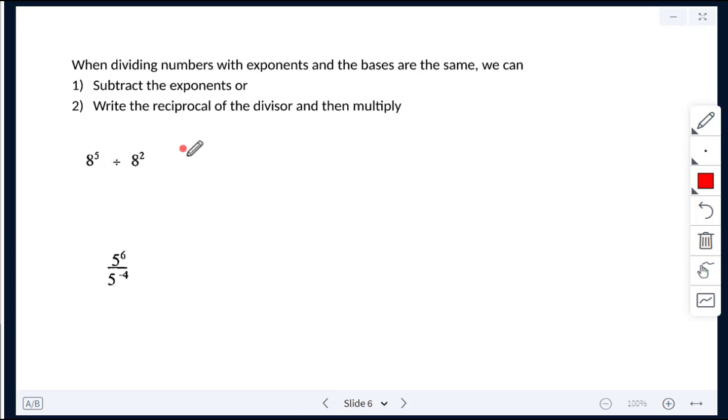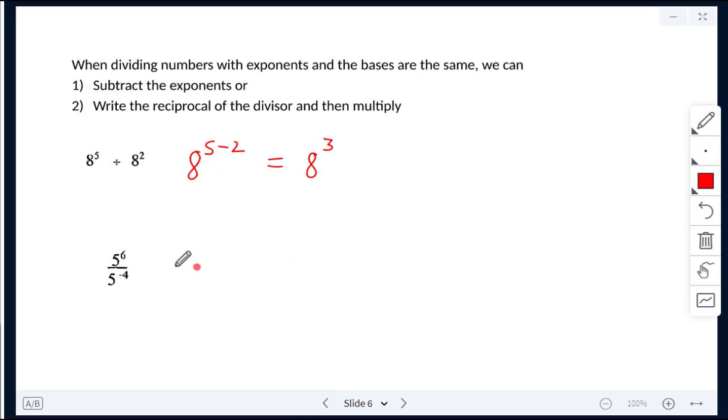All right, so I'm just going to show you that step here. So 8, and our exponent there will be 5 minus 2, and that gives me 8 to the power of 3. And if we were just leaving it as simplified form, that's it. We would just leave it like that.